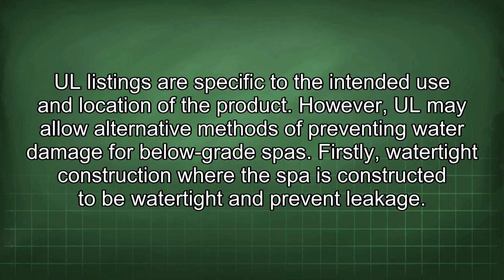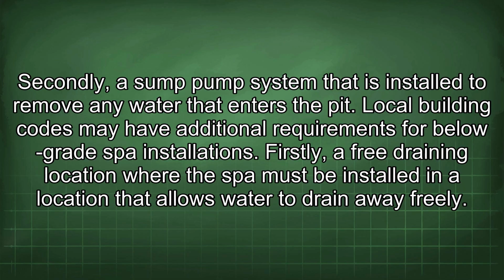However, UL may allow alternative methods of preventing water damage for below-grade spas. Firstly, watertight construction, where the spa is constructed to be watertight and prevent leakage. Secondly, a sump pump system that is installed to remove any water that enters the pit.